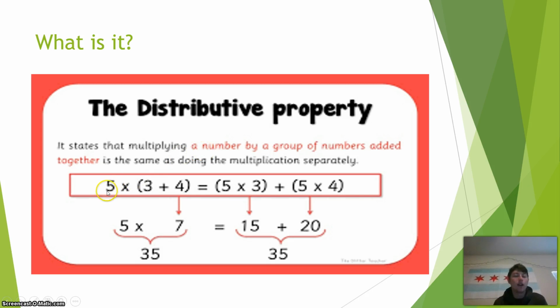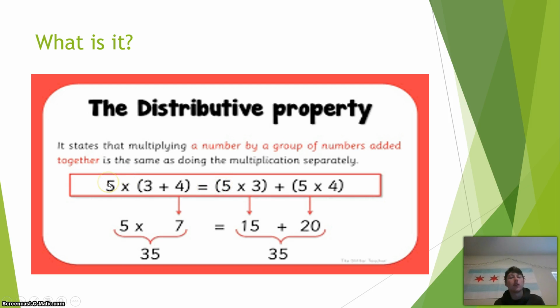So, we have a number, 5 times (3 plus 4). And so we know by PEMDAS that we always do 3 plus 4 first. So the way we used to look at this was we just add 3 and 4 together, and we get 7. We get 5 times 7 is 35. But there's a different way of doing this. That looks like the distributive property.